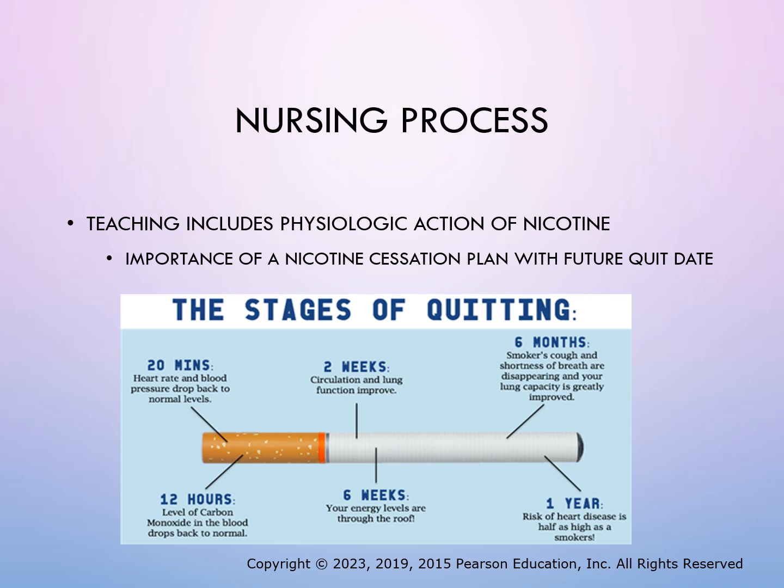The role of the nurse in treatment and management of peripheral vascular disease focuses on patient teaching regarding healthy lifestyle habits. Foremost is smoking cessation. Teaching includes physiologic action of nicotine, a potent vasoconstrictor, and importance of a nicotine cessation plan with a future quit date. So when are you going to quit? Other educational topics include recommending dietary changes for healthy weight and promoting regular exercise. In patients with cardiovascular risk, regular screening should also be encouraged.